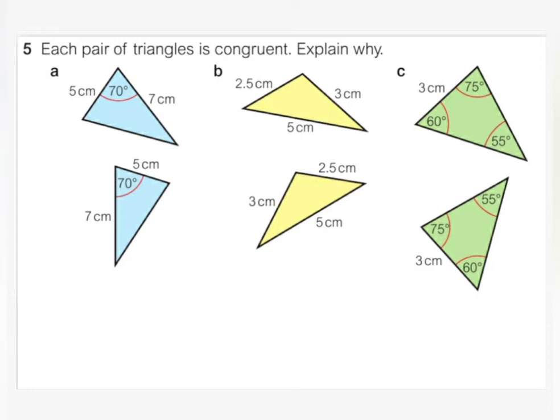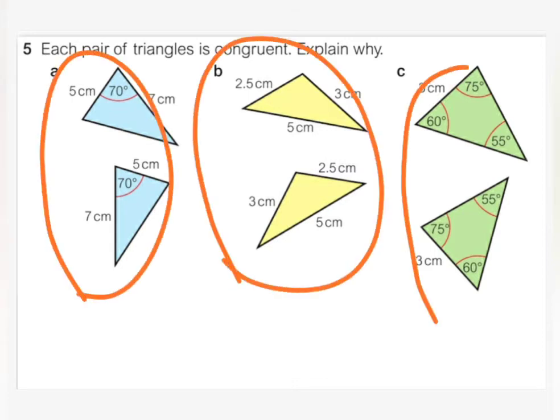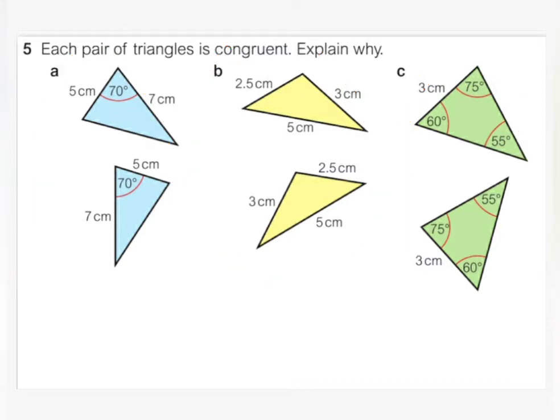Question 5. Each pair of triangles is congruent. Explain why. Now here, he gave you pairs of triangles and he told you they are congruent, but you have to say the reason of being congruent.